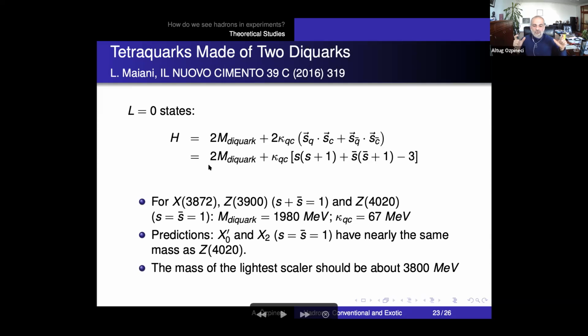So the simplest thing one can think of is that these two diquarks have their own mass. So it's the first term. We have two diquarks. One diquark is the anti-diquark of the other one, so they should have the same mass. That's why we have twice the mass.